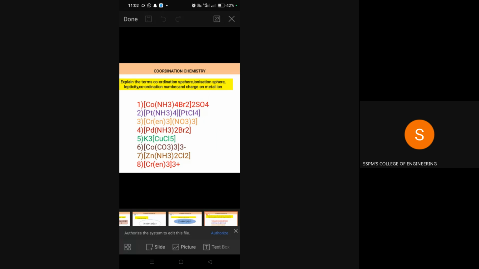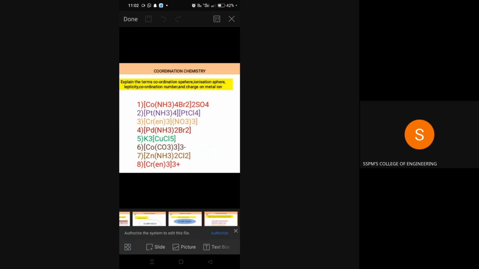4 × 0 + 2 × -1. So -2 and 2 × -2 that is -4. So -4 -2 +2. So charge is +2. Similar way you have to calculate this all complexes, all charge on metal ion. सगळे जे कॉम्प्लेक्स आहे ते तुम्हाला या कन्सेप्ट मध्ये जे टर्म्स सांगितले आज प्रॅक्टिस करा.